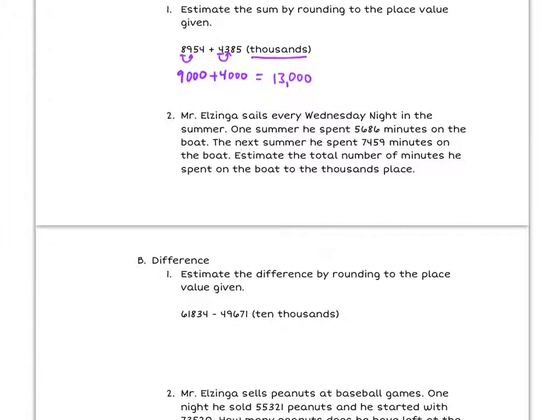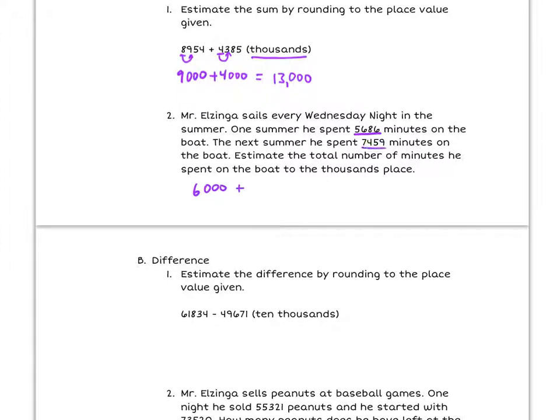Estimate the number of minutes he spent on the boat to the thousands place. Oh, that's easy. So in both summers, how many minutes on the boat? What would you round the first number to? So we have 5,686. Peyton says round it to 6,000.